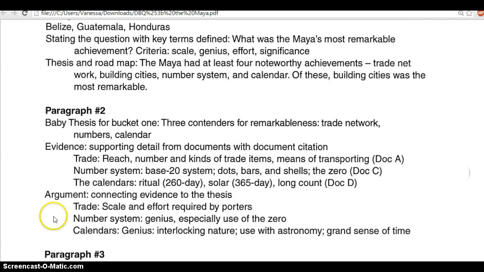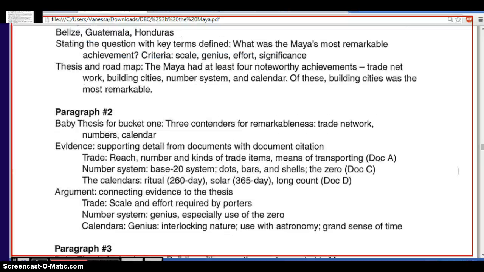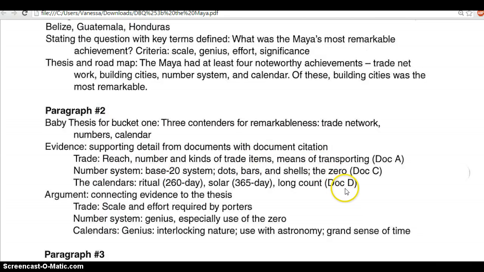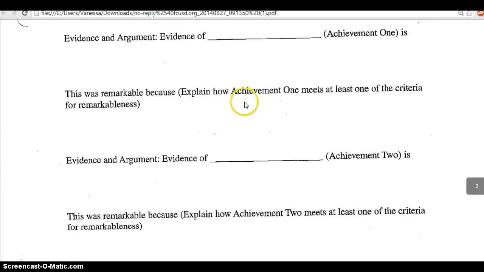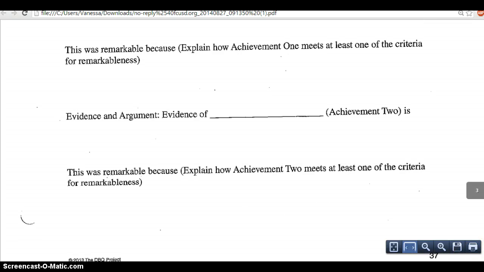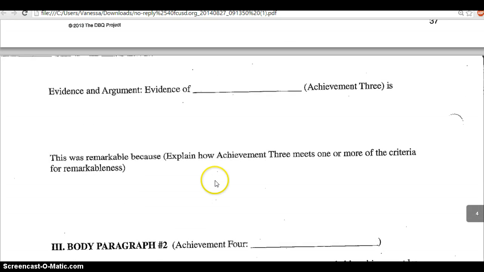And then the last one I'm going to help you with is the calendars. So this is your reason 3. The ritual day, 260 days, solar, 365 day, and long counting. And that's going to be from document D. So your argument connecting the evidence is going to be trade, their skill and effort, number system, their genius using the 0, and calendars, genius using astronomy and their sense of time. So that would go under each explanation why it's remarkable. So remember, explanation 1 is about trade. Explanation 2 is about number system. And then explanation 3 is about the calendar.